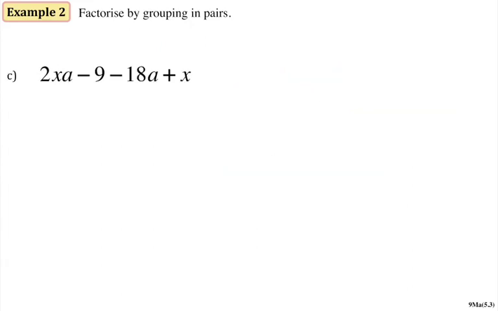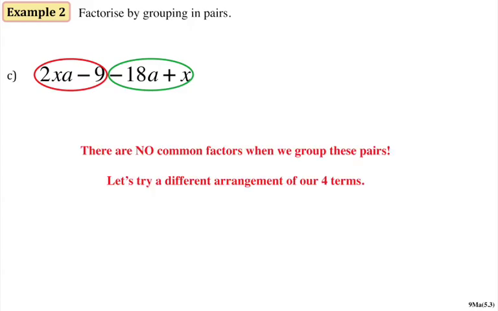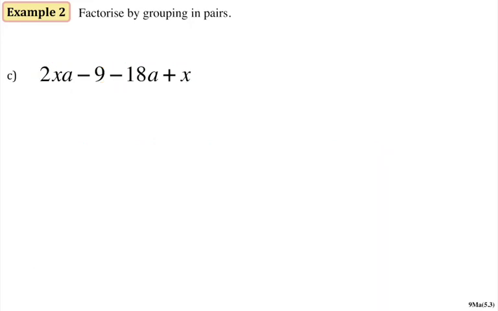Now, let's have a look at part C. And this is where sometimes you come across some interesting and difficult questions when you're factorizing by grouping in pairs. If I look at my first two terms and my second two terms, the first two terms have nothing in common. 2 doesn't go into 9, there's no x or a in the second term. I've got some problems. So when I look at it, there are no common factors other than 1, and that doesn't count. So what I'm going to do is rewrite the question, except in a different order.